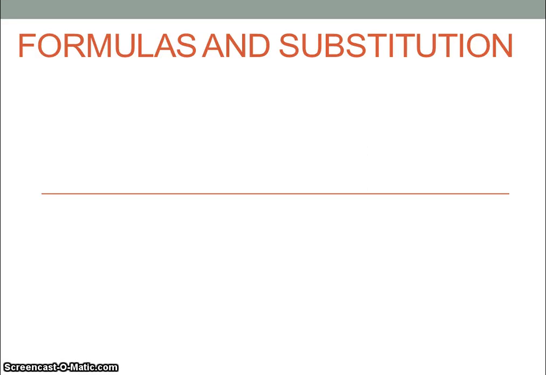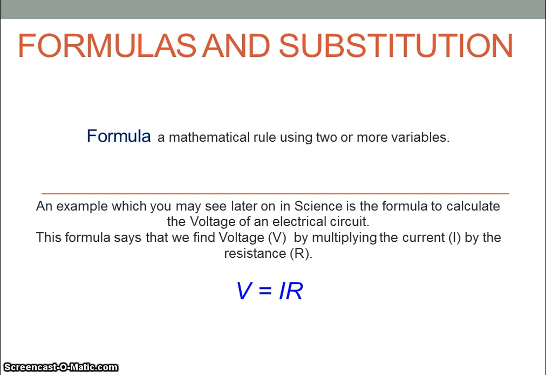Okay, we've been looking at algebra, but now we want to really start applying it. So what we're looking at now is formulas and substitutions. A formula is a mathematical rule using two or more variables. Pretty much what you've seen beforehand. So here's an example of a formula, something that you might see in science later on.